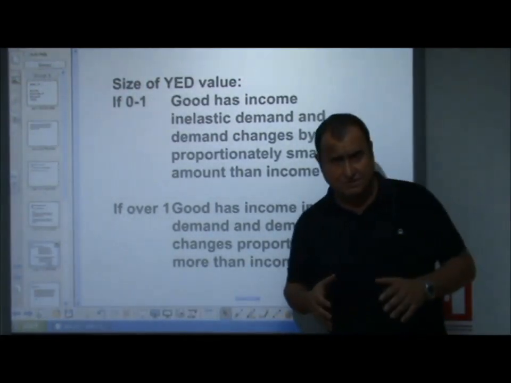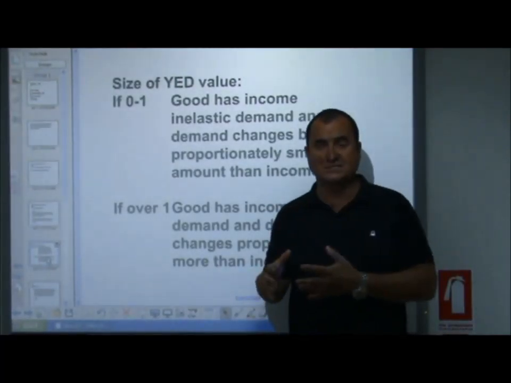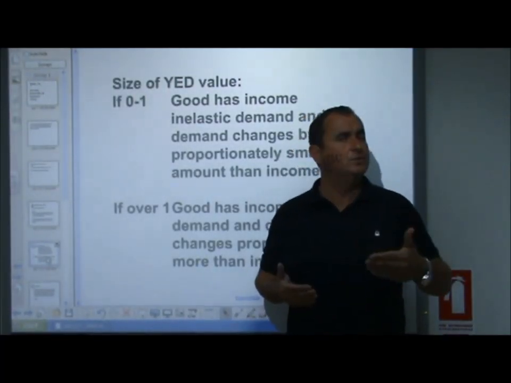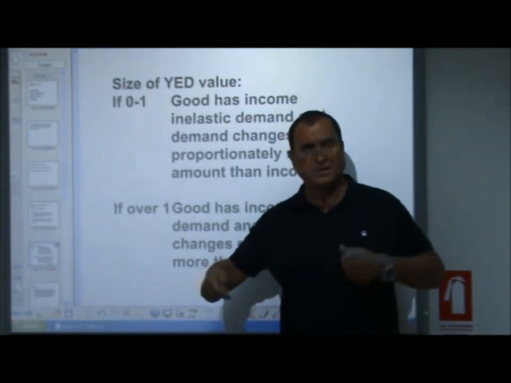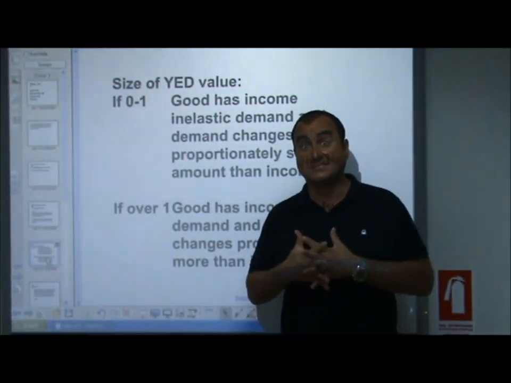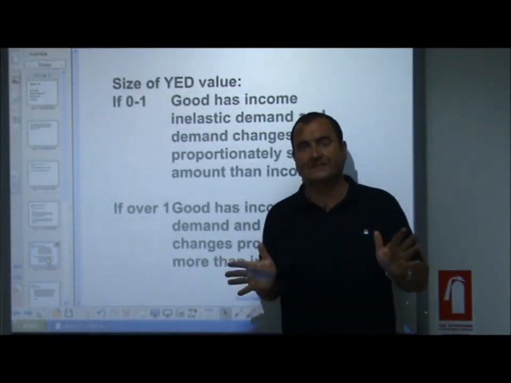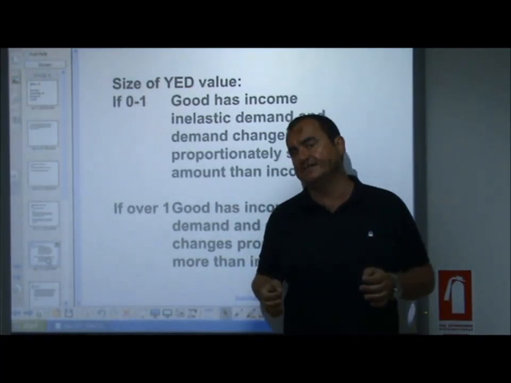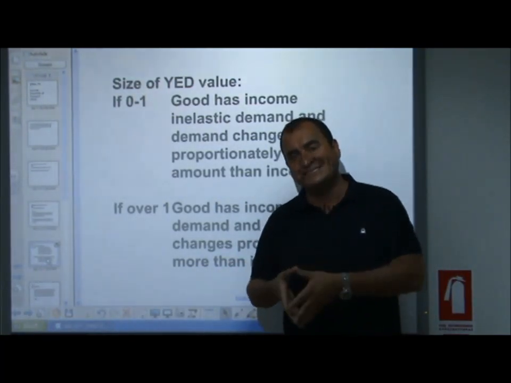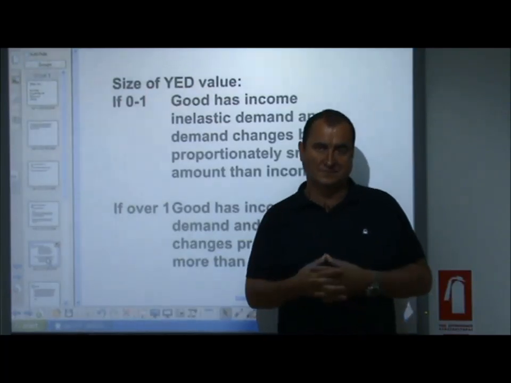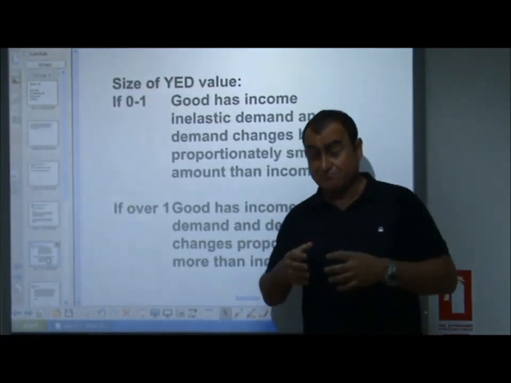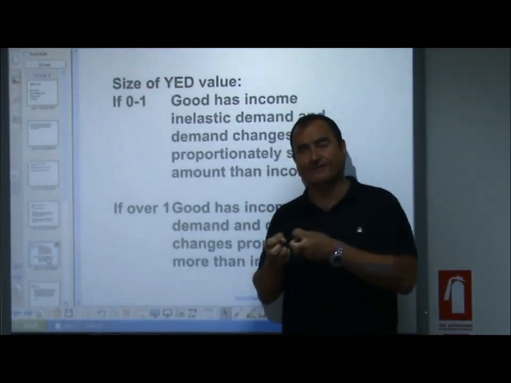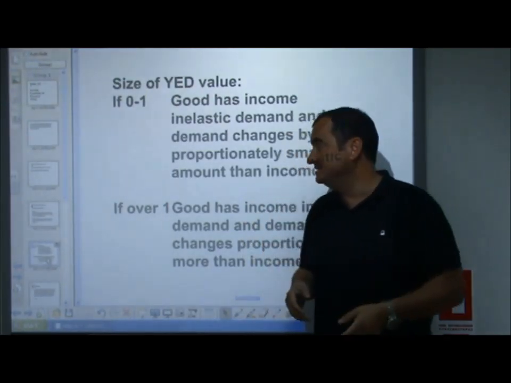So you've got to separate these two things, sign and size. Sign tells us, is it a normal good or is it an inferior good, plus or minus? And size of the number, irrespective of the sign, tells us, does this good have income elastic or income inelastic demand? There are two separate readings that you have to get out of the value of YED.